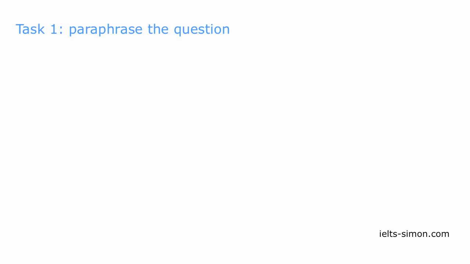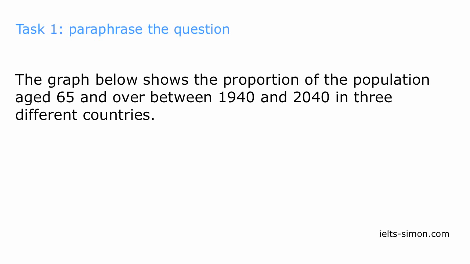Here's an example question. The graph below shows the proportion of the population aged 65 and over between 1940 and 2040 in 3 different countries. For my introduction, I just need to rewrite this question in my own way, changing a few words. So, firstly, I've changed the graph below shows to the line graph compares. Then, the proportion of the population, the percentage of people.